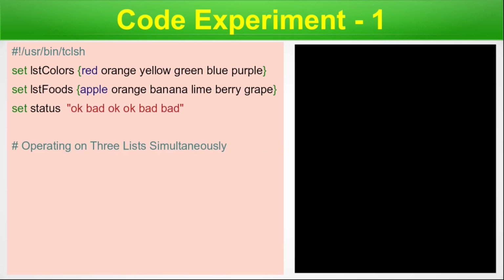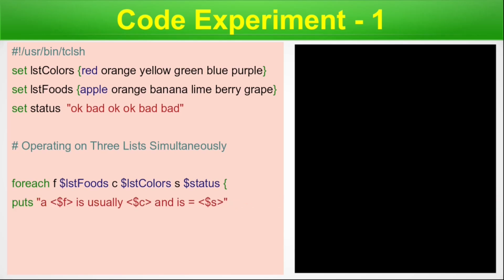Now the difference comes here. We'll be operating these 3 lists simultaneously. That is, in parallel we'll be doing the operation on 3 lists using a single foreach loop. So here is our foreach loop. F corresponds to the element of the list of foods, P corresponds to the element of the list of colors, and S corresponds to the element of status. The 3 different lists. Now we give a puts command, and here we write $F is usually $C and is equal to $S.